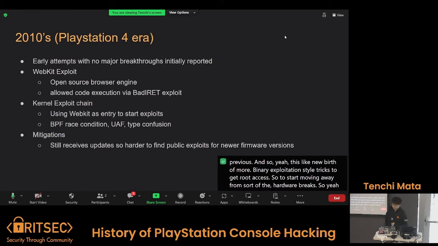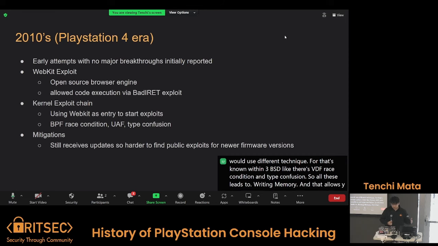So yeah, a kernel exploit chain. A full chain would be: you use the WebKit exploit to get to userland, and then you use a different technique that's known within FreeBSD. Like there was a BPF race condition and a UAF type confusion. All these lead to writing memory, and that allows you arbitrary code execution.